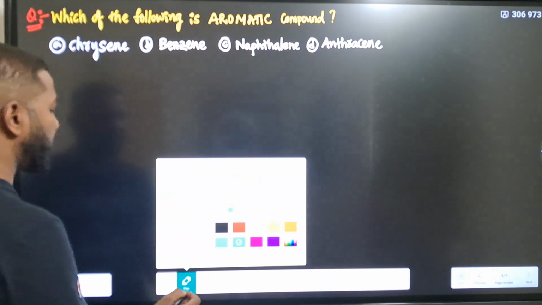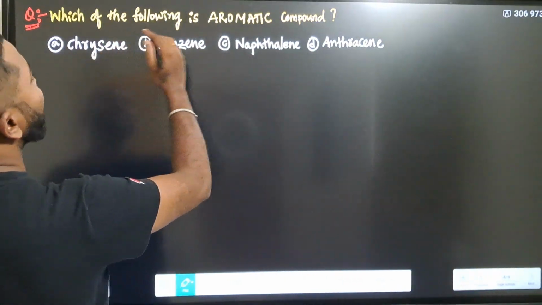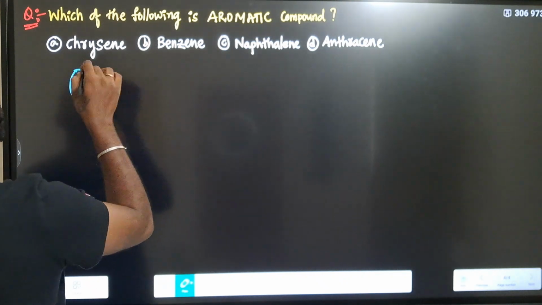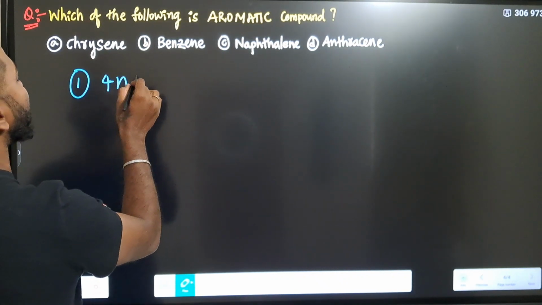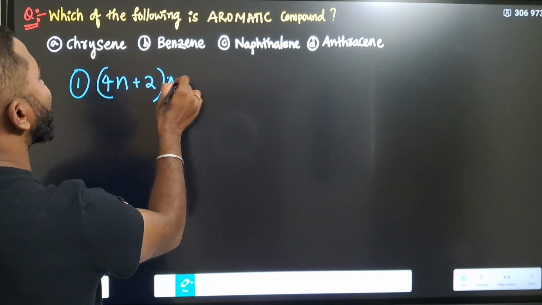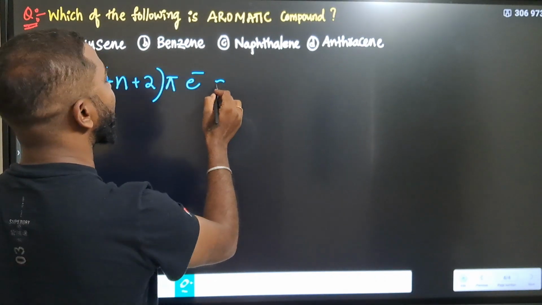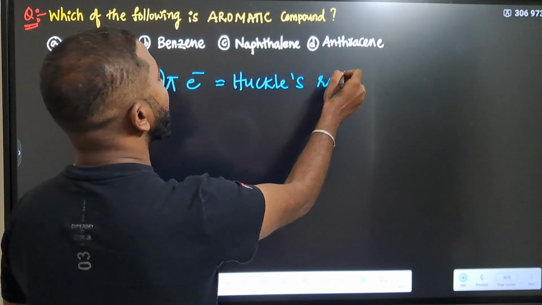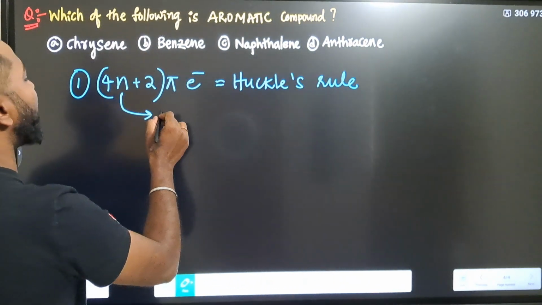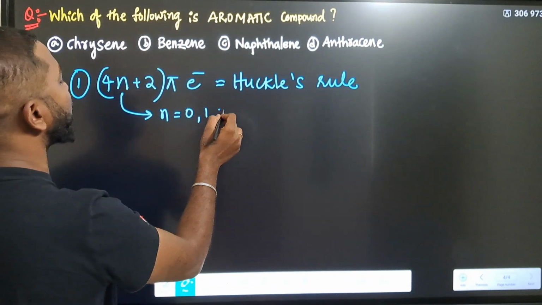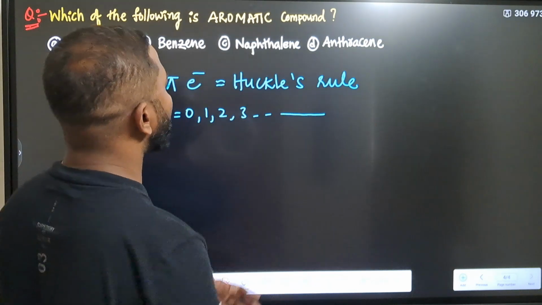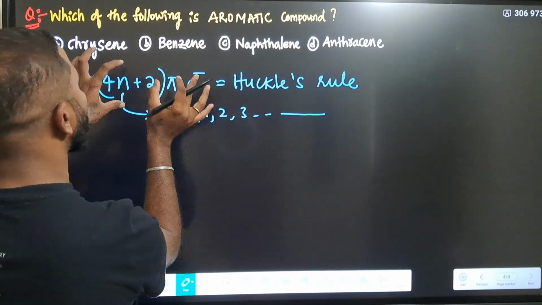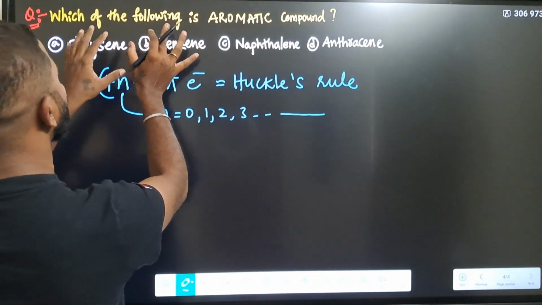One of the very important points we need to observe when defining the aromatic nature of a compound is that the compound must follow Huckel's rule, which is 4n plus 2 pi electrons. This is called Huckel's rule. The value of n can be 0, 1, 2, 3, and so on. Keeping that in mind, I'll tell you how to apply this formula to the compounds, don't worry.